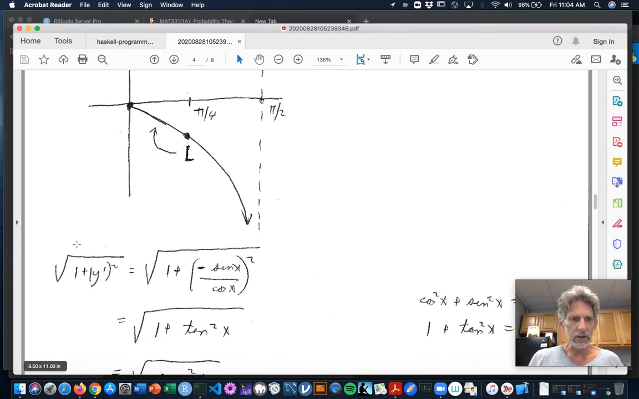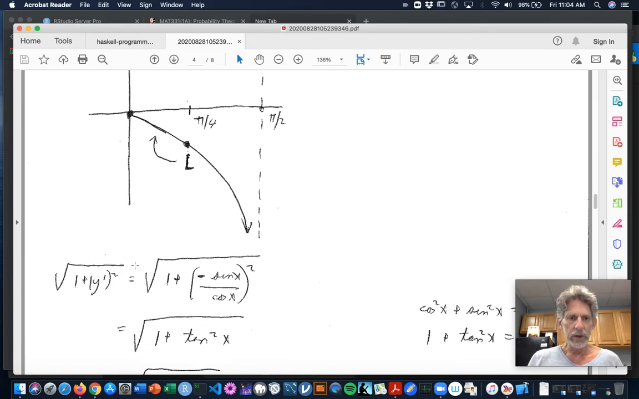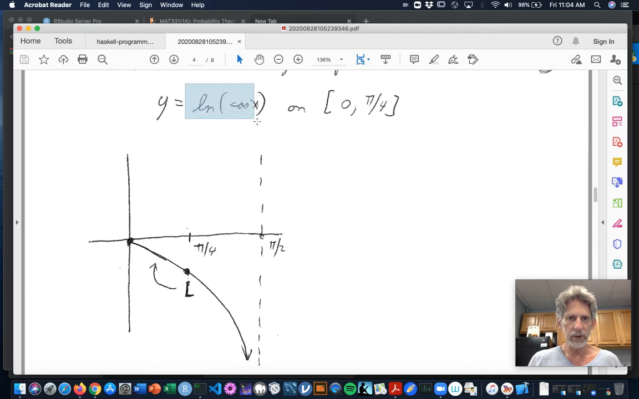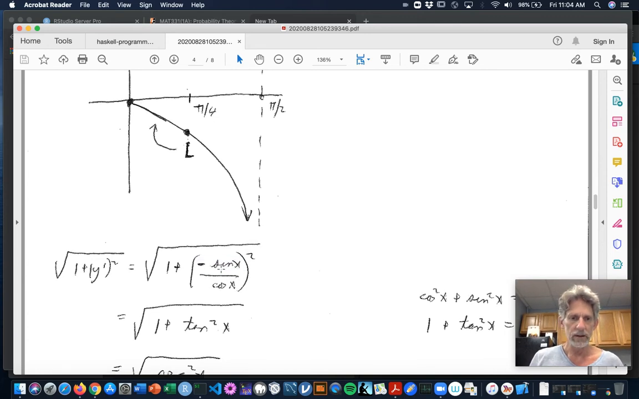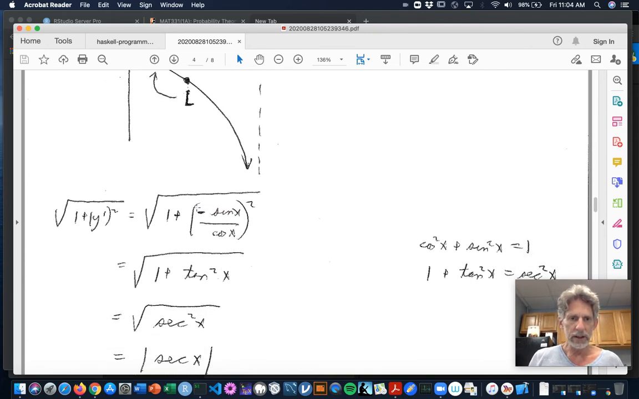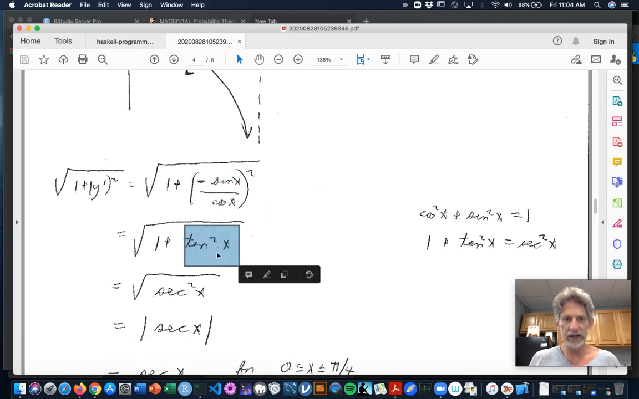And so I need to look at my square root of 1 plus y prime squared. Okay, well my y is log of cosine. So y prime would be, derivative of the log is 1 over cosine, times, says the chain rule, the derivative of the cosine of x, which is minus sine x. Okay, so sine x over cosine x is tangent x. And here I am squaring minus tangent of x, which is the same as squaring tangent of x.